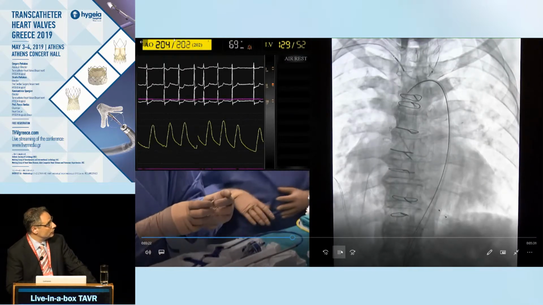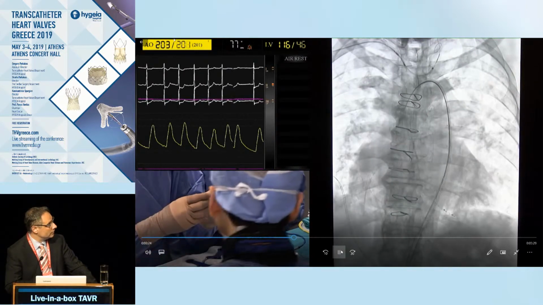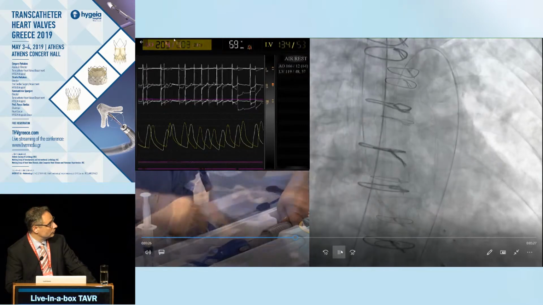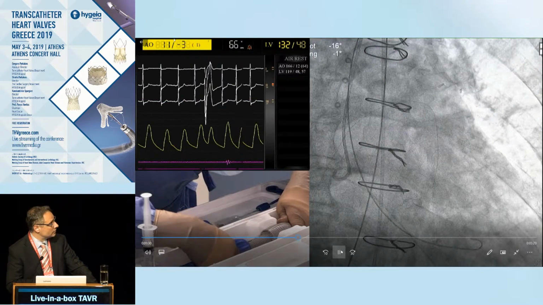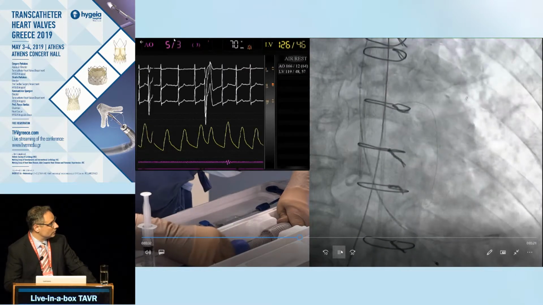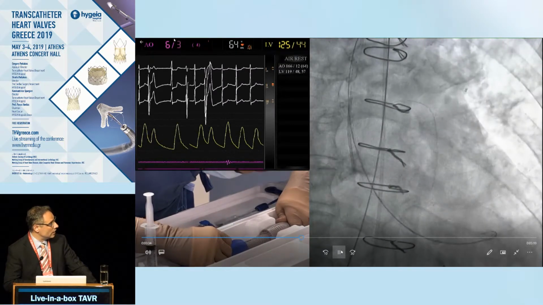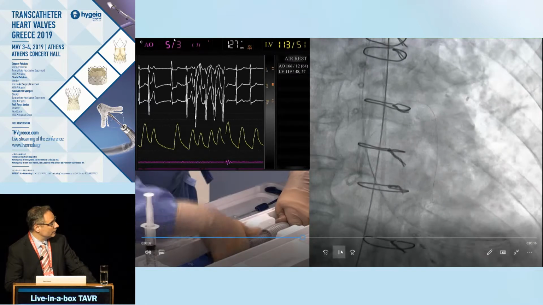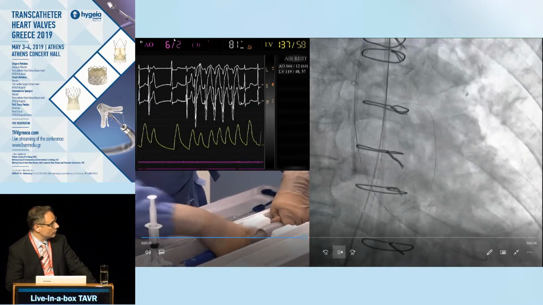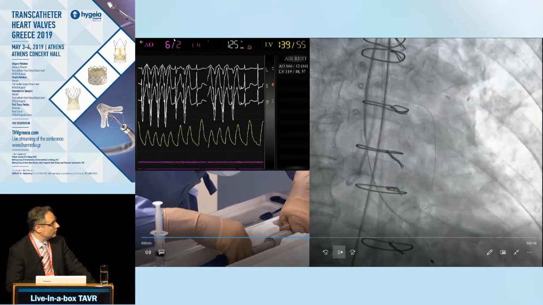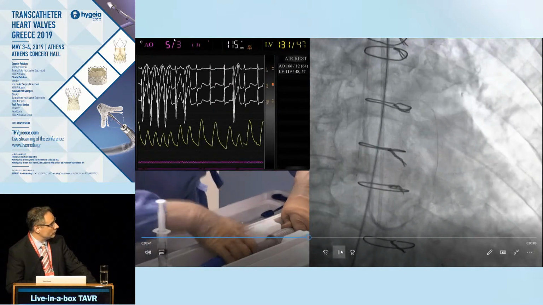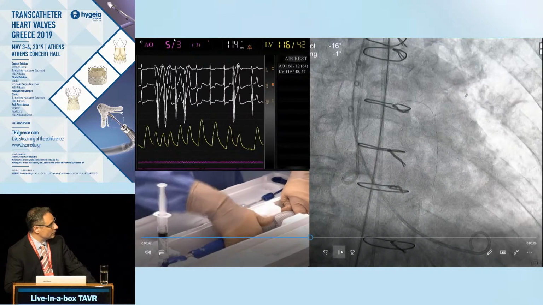Thereafter, we introduce the pigtail catheter deep into the aortic root. And then, by using an Amplatz left catheter, we insert a normal long wire into the left ventricle. We pay a lot of attention during this procedure not to interact with the different structures of the LVOT, the papillary muscles. We insert the pigtail.